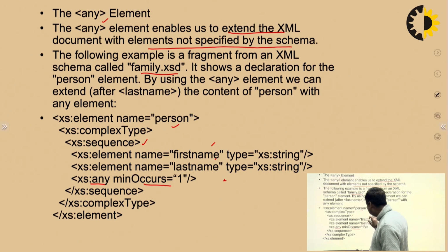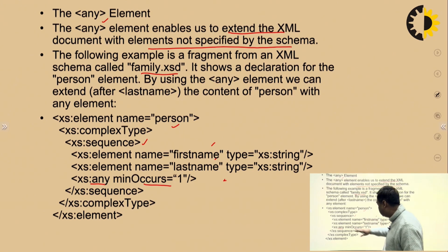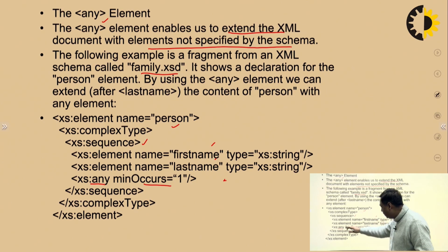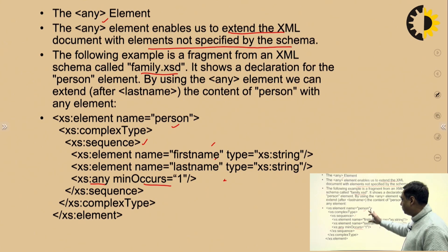So we have the first name, we have the last name, but this area is optional. You can define the XML file only with the first name and last name. You can also define the XML file with first name and last name and any other elements, which are not part of the XML schema.